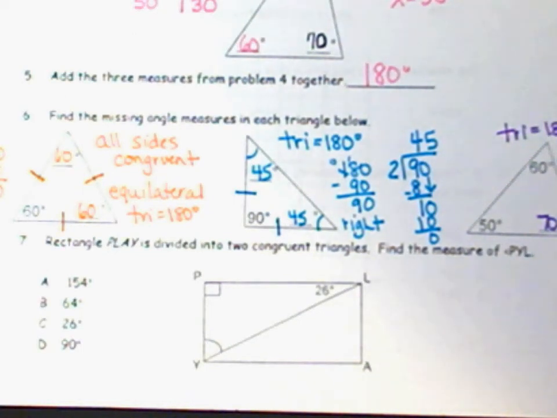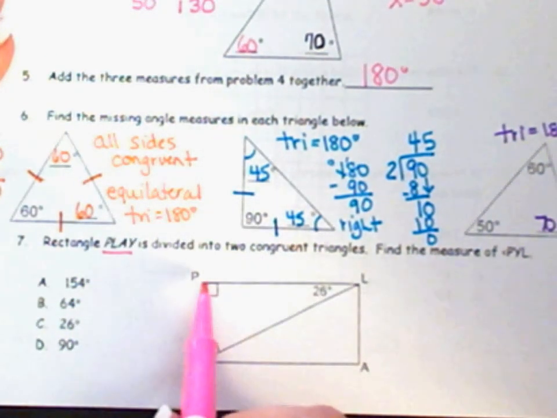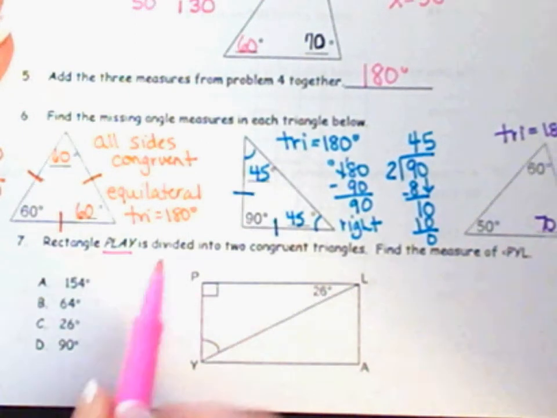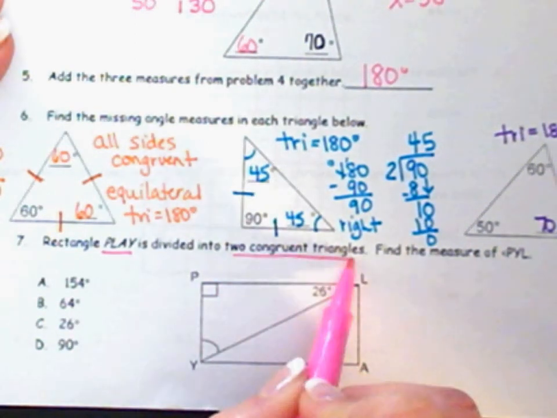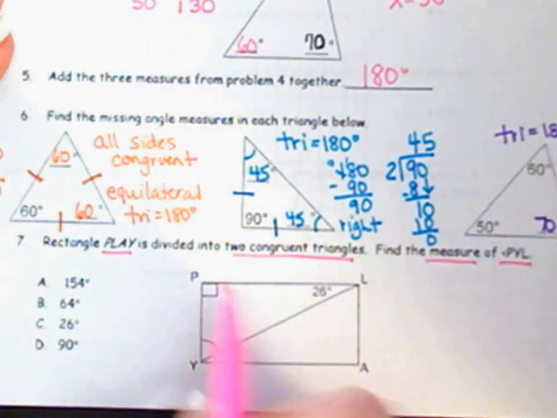They are all different. They are all acute. So we could actually name this an acute scalene. If it had one obtuse angle, it'd be an obtuse scalene. Okay, number 7.